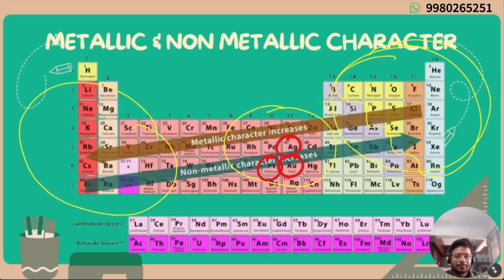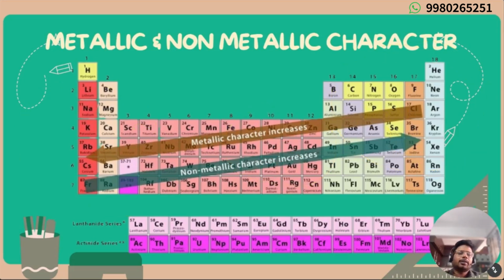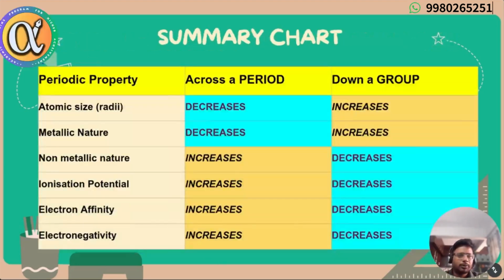Just a final last table to summarize everything. This is all we studied till now. So just a final recap on this. Atomic size across the period, left to right, decreases. And down the group, atomic size increases. Metallic nature follows the same trend as atomic size. So that decreases across the period and down the group increases.